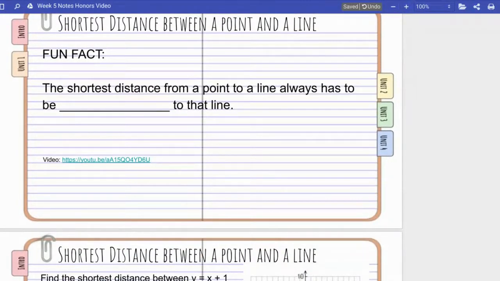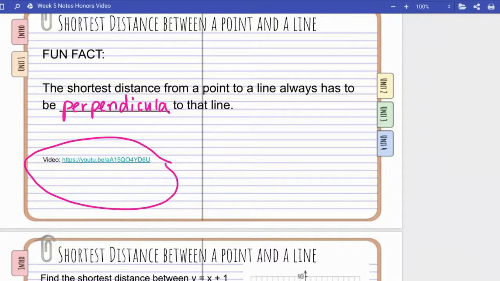Okay, fun fact of the day. The shortest distance from a point to a line has to be perpendicular to that line. I gave you a little video down here, so if you need extra practice or extra help, go and watch the video. But I'm going to go ahead and go through the notes with you.